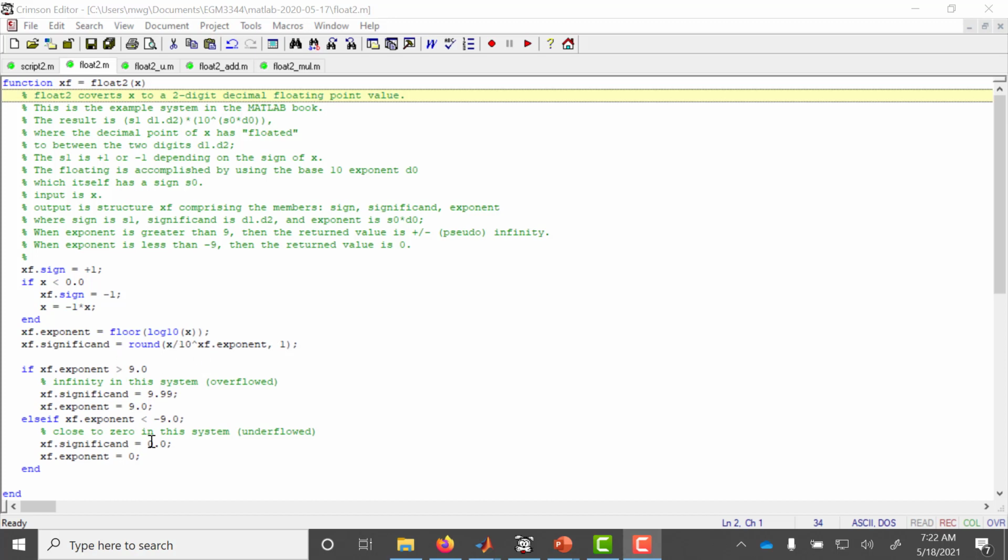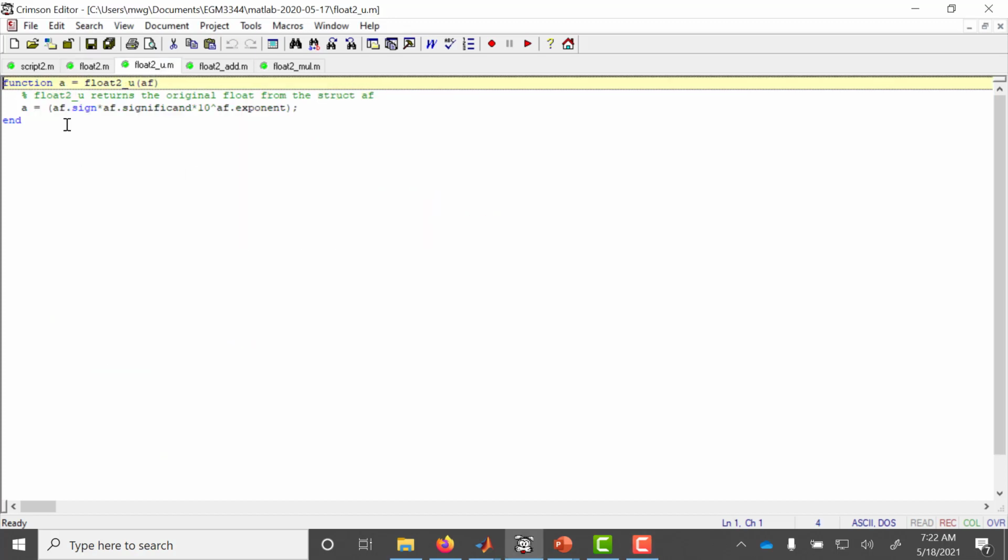So that's what I have. And then I do some special cases if it's effectively 0 or too big. So that's our float2 function. And then the float2u just takes that structure and unravels it and returns a float.